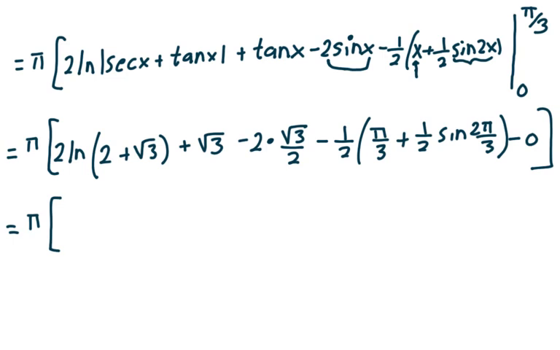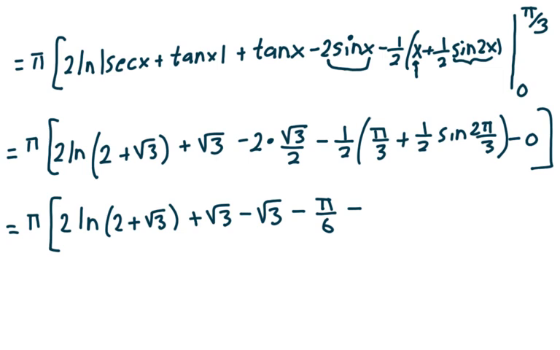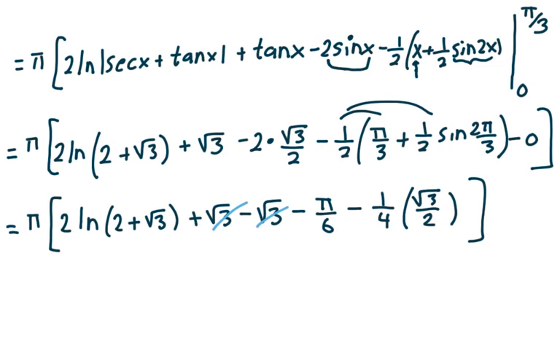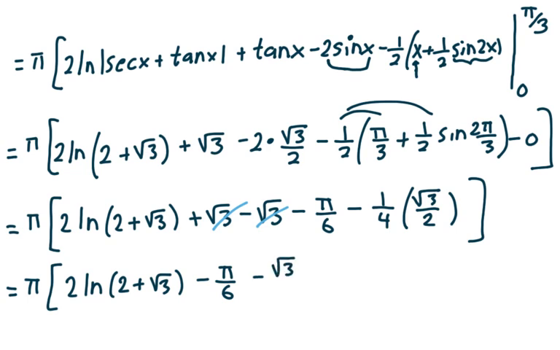And I'm going to take it just a little bit further. So we get pi times 2 natural log of 2 plus the square root of 3 plus the square root of 3 minus the square root of 3. And then I'm going to go minus pi over 6 minus 1/4 of. Now, sine of 2 pi over 3 is square root of 3 over 2. So you guys notice I distribute the negative 1/2 inside. So the square root of 3's cancel, like so. And what I get is pi times 2 natural log of 2 plus the square root of 3 minus pi over 6 minus the square root of 3 over 8.